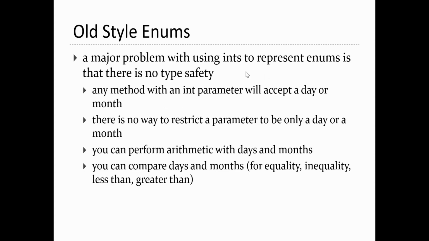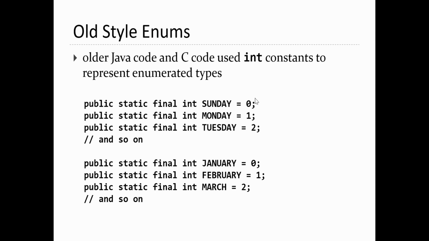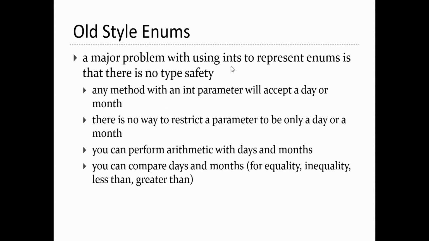Now there's a problem though when you do this. The problem is you're saying the days are actually integers, and the months are actually integers. So while this is common, there's no type safety here. Any method that takes in an int parameter will accept a day or a month. For example, I can take the square root of a day, which doesn't really make sense. There's no way for me to restrict a parameter to be only a day or a month.